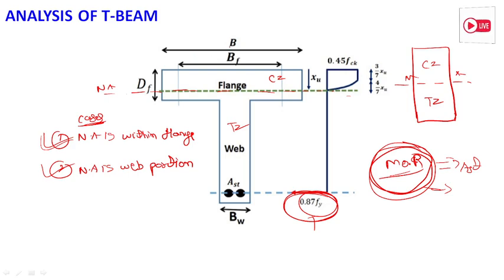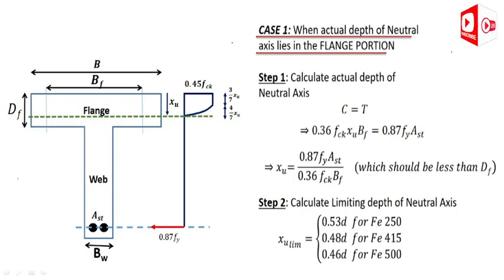So this is B, this one you know, and this is BF, the effective width of the flange. Next, what I have told, the first case is when the actual depth of the neutral axis is within the flange portion.